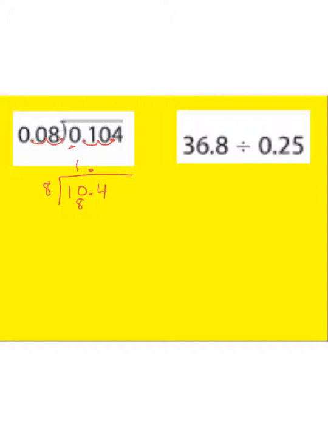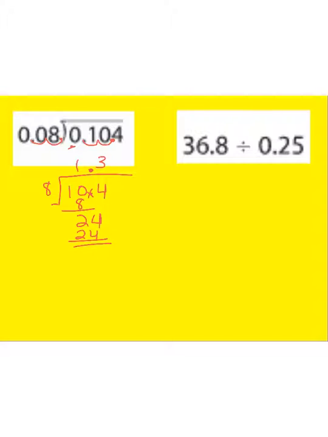1 times 8 is 8. Subtract, bring down. Remember, I don't bring my decimal down. I've already put it up in the quotient where it belongs. 8 goes into 24 3 times. 3 times 8 is 24. And I am finished. So 104 thousandths divided by 8 hundredths is 1 3/10.